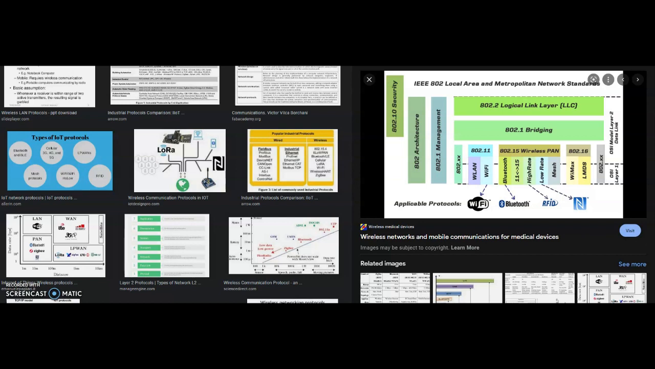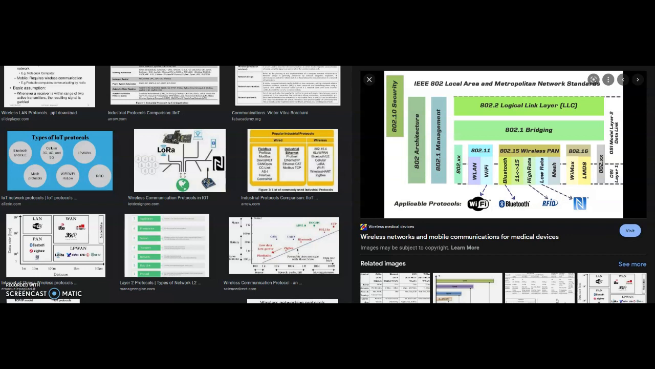Then we had an upgrade in October 2009, which was 802.11n. It worked on both 2.4 gigahertz and 5 gigahertz. It could move 600 megabits per second, and it used multiple input, multiple output antennas.